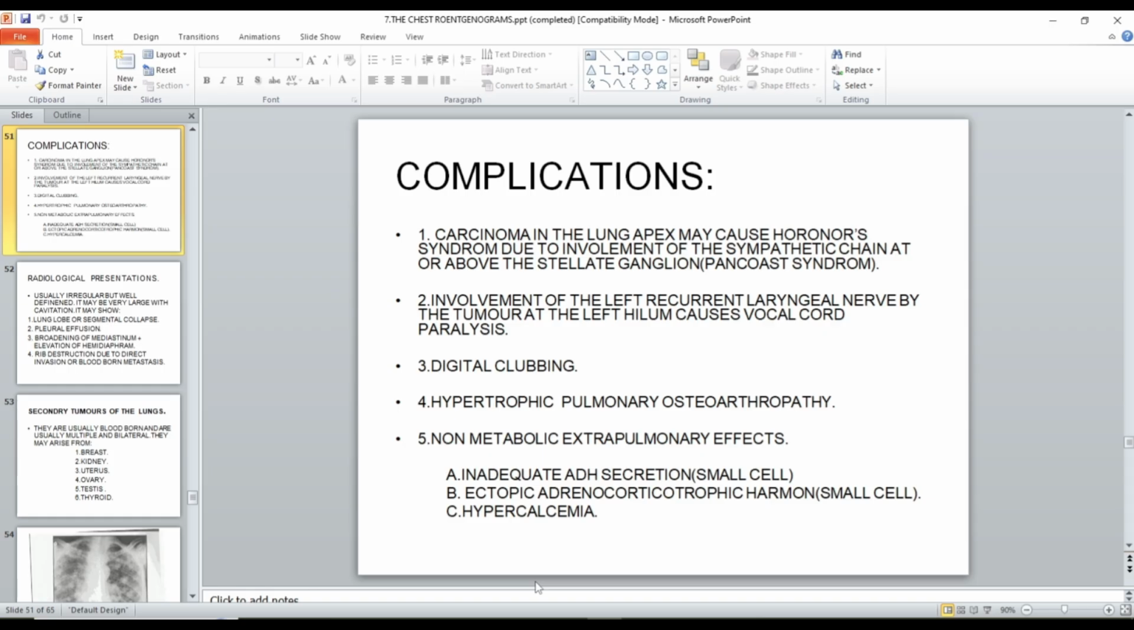Third is digital clubbing. Then fourth is hypertrophic pulmonary osteoarthropathy. Fifth is non-metastatic extrapulmonary effects. Non-metastatic extrapulmonary effects are: A, inappropriate ADH secretion by small cell; B, ectopic adrenocorticotropic hormone secretion by small cell; and C, hypercalcemia.